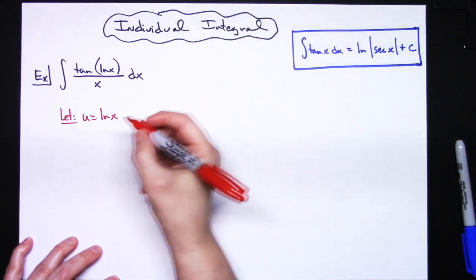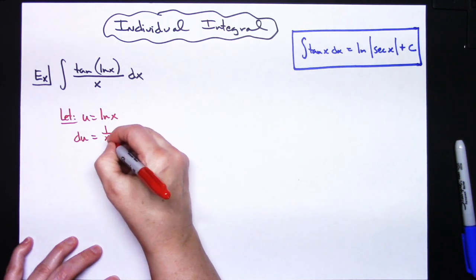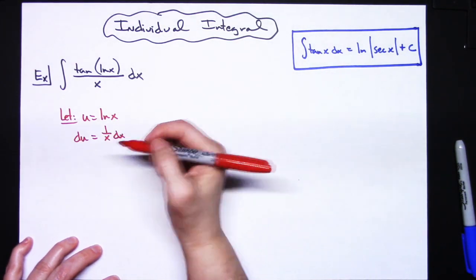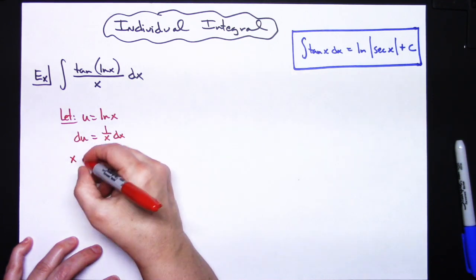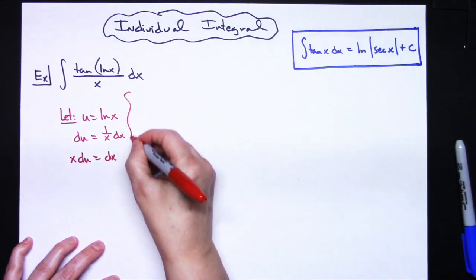Then I'm going to take the derivative of both sides. du is equal to 1 over x dx. I want to solve all the way down for that dx, so I'm going to multiply both sides by x. So I'm going to have an x du is equal to dx.